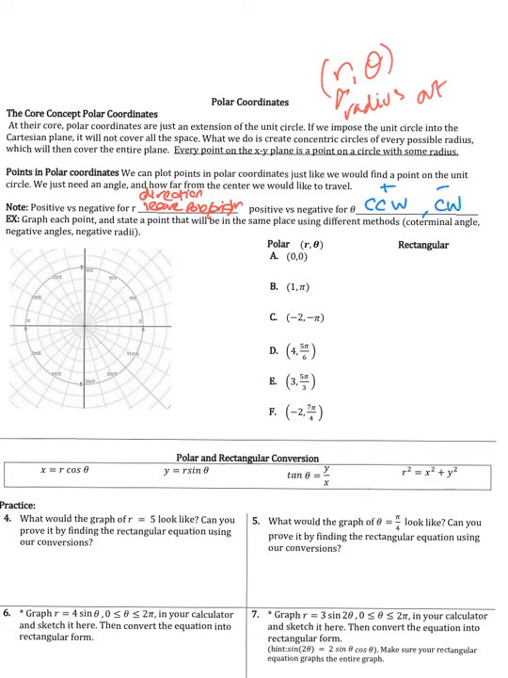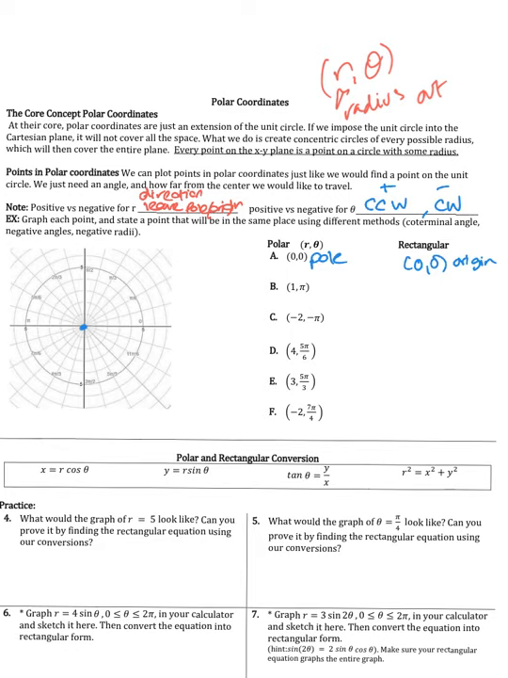So let's go ahead and plot some points here. 0, 0, in terms of r and theta, is in the exact same place that the origin is. This is called the pole, but it has a radius of 0 and it has an angle of 0. So it's going to be right there, which means in the rectangular coordinates, this would also be 0, 0. This would just be the origin.